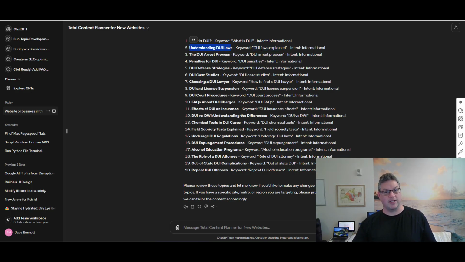By the way, the keyword here isn't the only keyword. There's like 100 keywords that we're going to be covering per page times like 20 pages, so 2,000 keywords. This is just a focal point keyword. But anyway, understanding DUI laws, the DUI arrest process, penalties, defense strategies, case studies, choosing a lawyer, DUI and license suspension, court procedures, FAQs, effects on insurance, DUI versus DWI, understanding the differences, chemical tests in DUI cases, field sobriety tests explained, underage regulations, right?